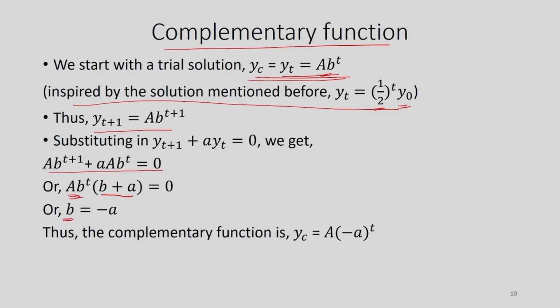Remember, b was something which we do not know. I just assume that it is a constant, non-zero constant. So, I know b now is equal to minus a. So, the complementary function is y c is equal to capital A multiplied by minus small a to the power t. Now, mind you, still we do not know the value of capital A, right. This was an arbitrary constant. We have to get a hold of that at a later point of time.